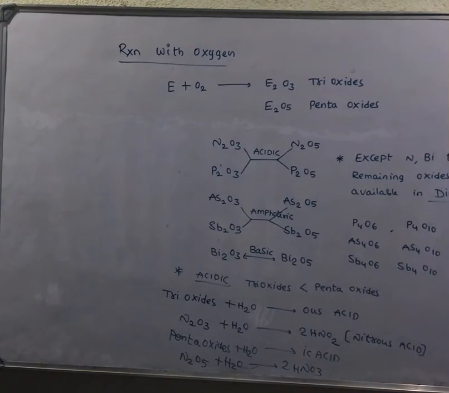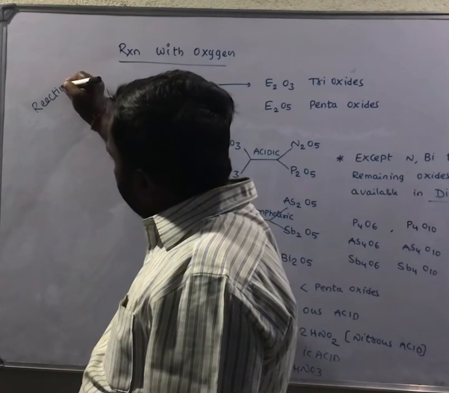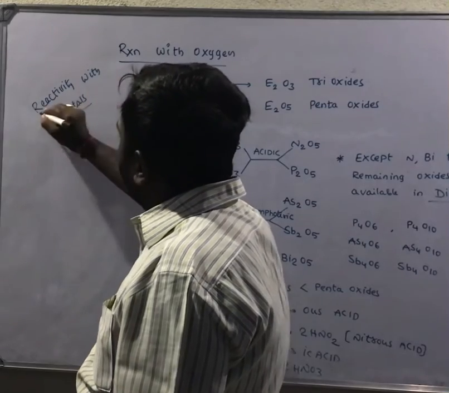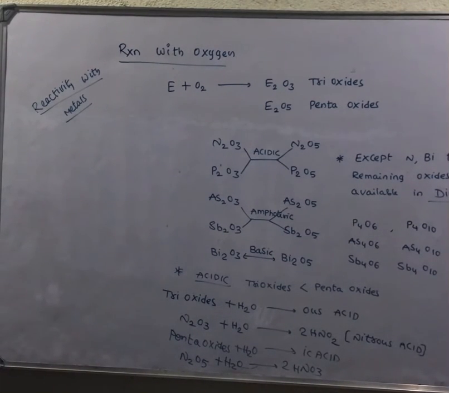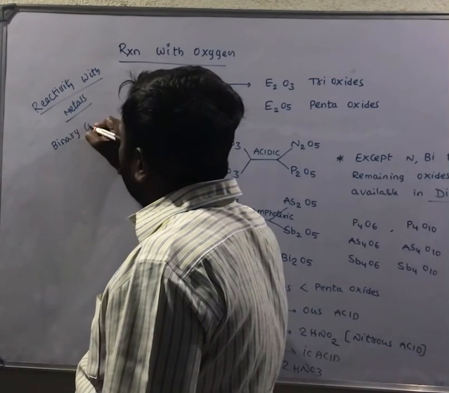Next, reactivity towards metals. The group 15 elements react with metals to form binary compounds.